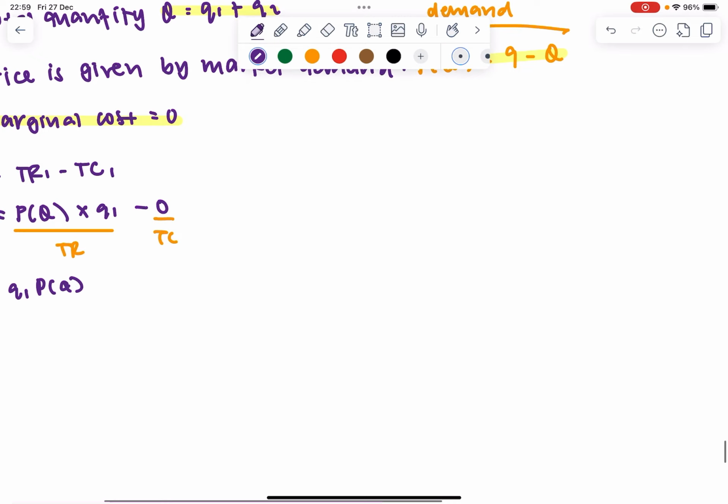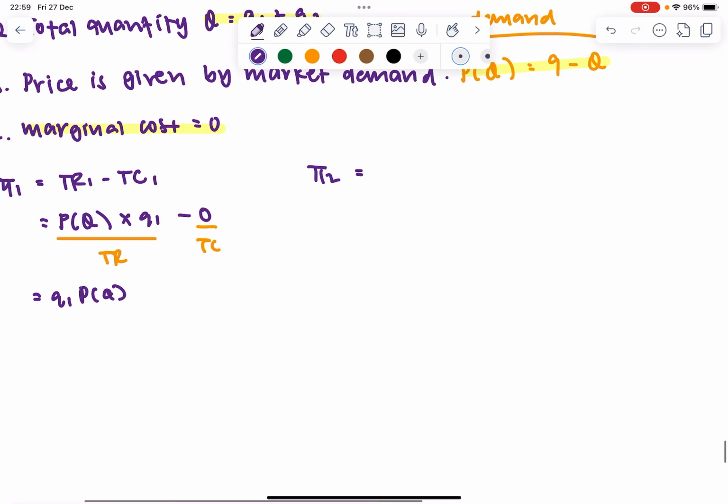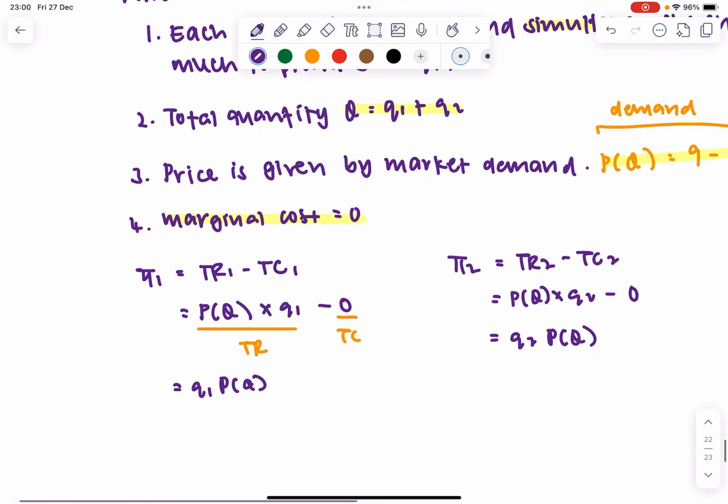Then we do the same thing for the profit of firm 2. You get total revenue of the second firm minus total cost of the second firm. The same thing: you get price times quantity produced by the second firm minus total cost, and then you just get Q2 P(Q). Okay, so that is the base problem.